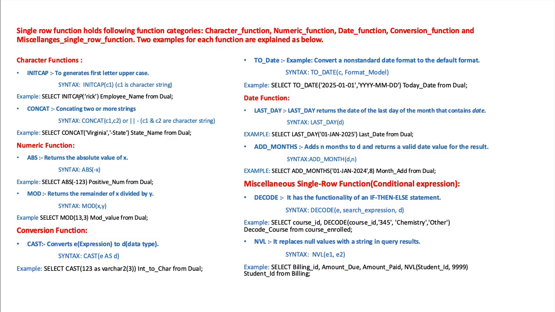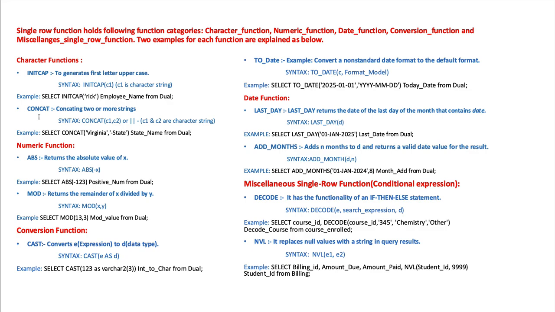First is character function, which is used for the character variable or string variable. Examples are here. First one is INITCAP. It generates the first letter uppercase. Syntax is INITCAP(c1), suppose c1 is a string. Example: SELECT INITCAP. Suppose Rick is an employee name where all letters are lowercase, but we need the first letter uppercase. In such a condition, we use the INITCAP function that converts it into first letter uppercase.